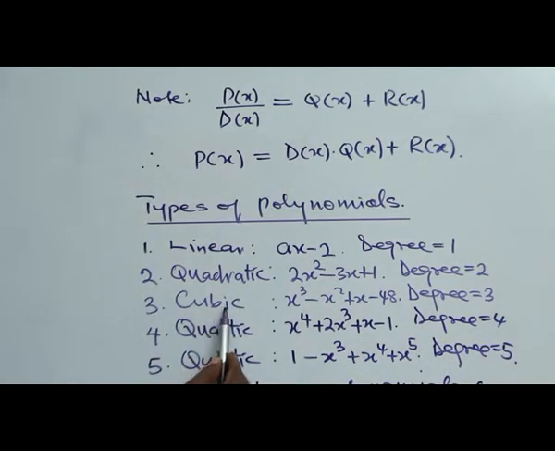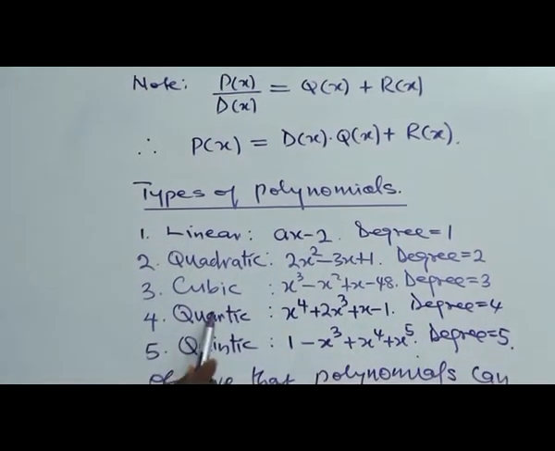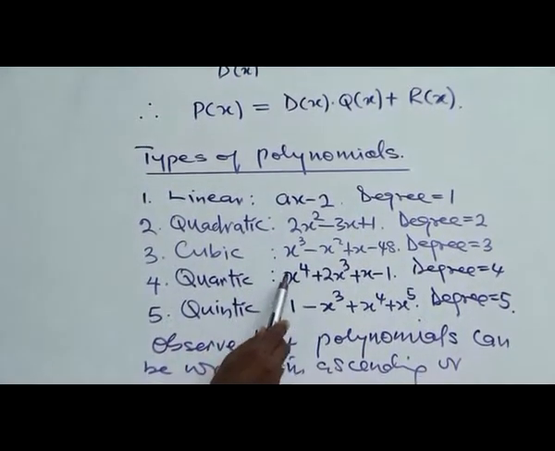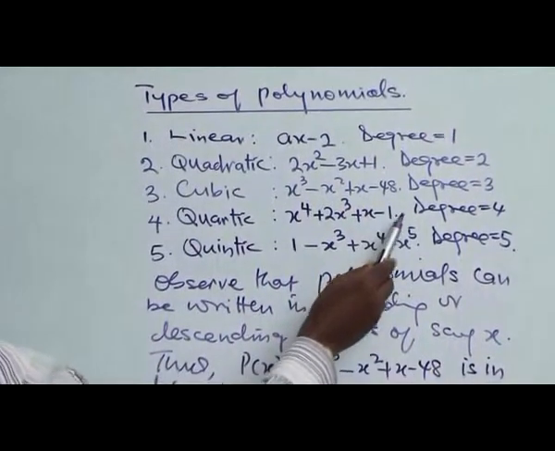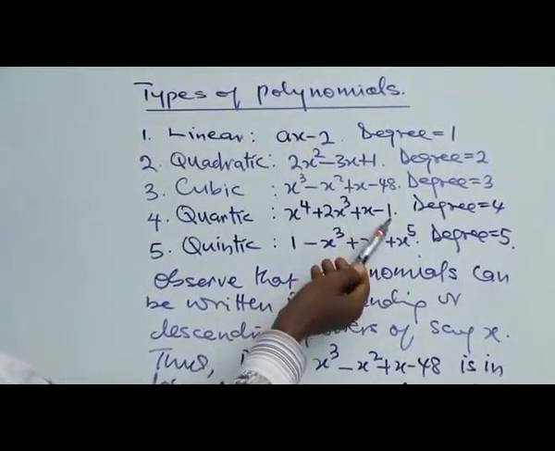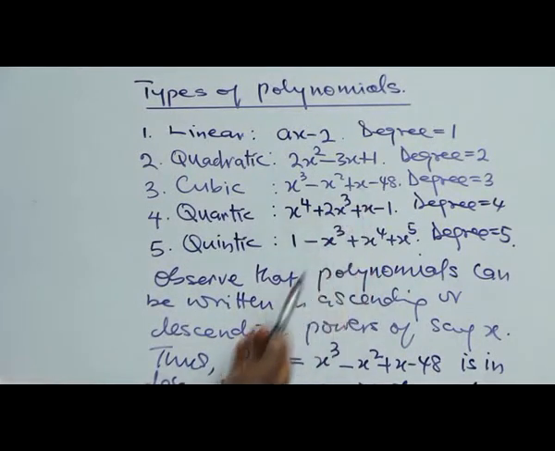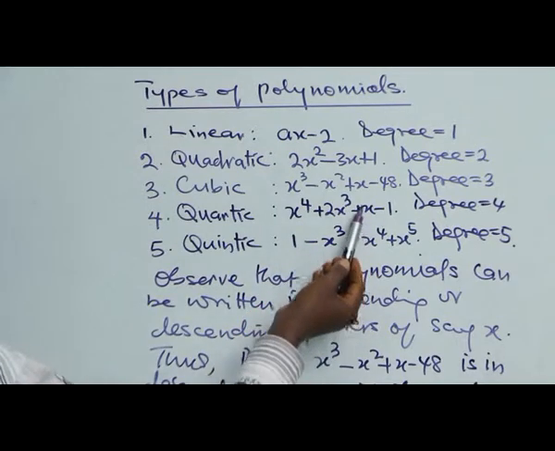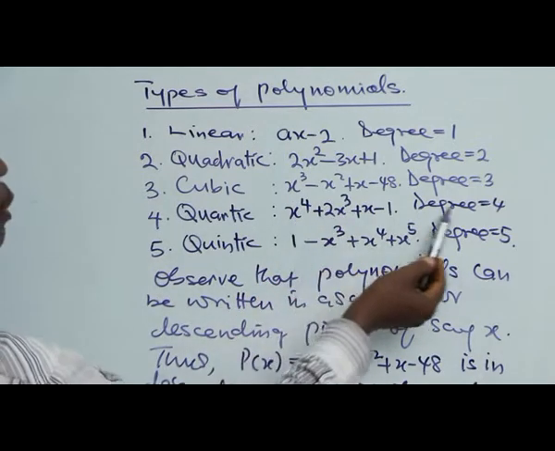Number 3, cubic polynomial. We have an example here, s cubed minus s squared plus s minus 48. The degree here is 3. Number 4, quartic polynomial. We have s to the power 4 plus 2s to the power 3 plus s minus 1. The degree is 4. Sometimes one of the terms can be absent or not written. For example, in this case, there is no s squared term. That does not mean that this polynomial is not of degree 4. It doesn't affect it.